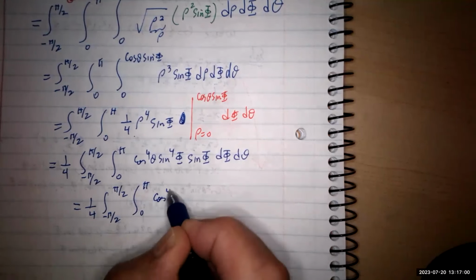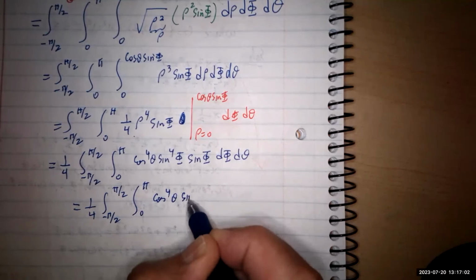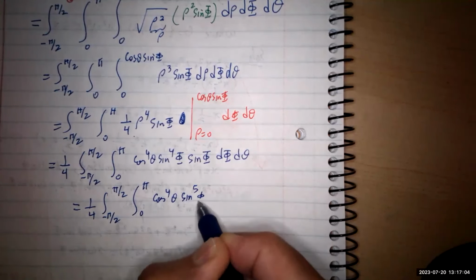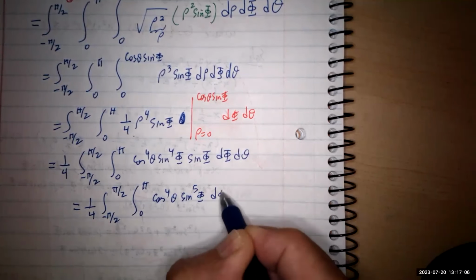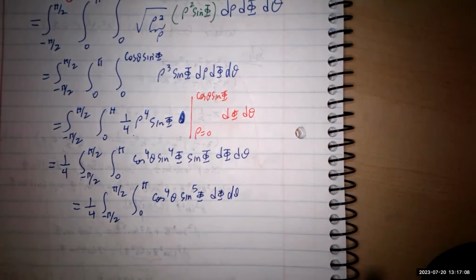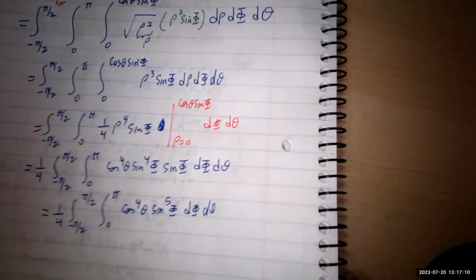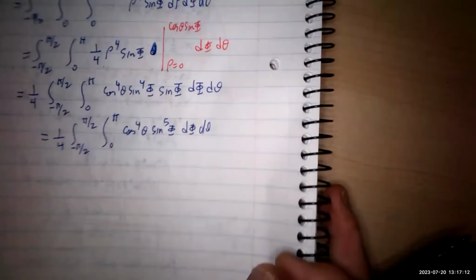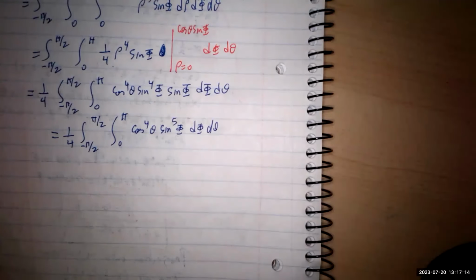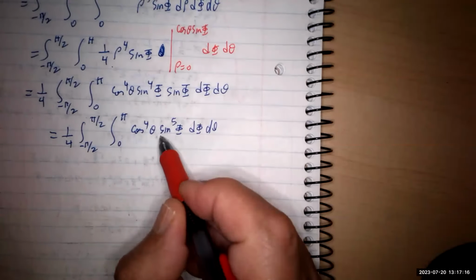Cosine to the fourth of theta, sine to the fifth of phi, then d phi, d theta. You see, that's a challenge for the other steps. When you want to integrate with respect to phi, you have to integrate sine to the fifth. Good luck, you know that. With the odd power of the sine, you have to break it into sine to the fourth and the sine, and then you start integrating to get this one through.